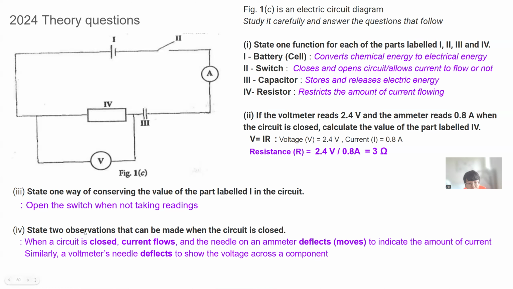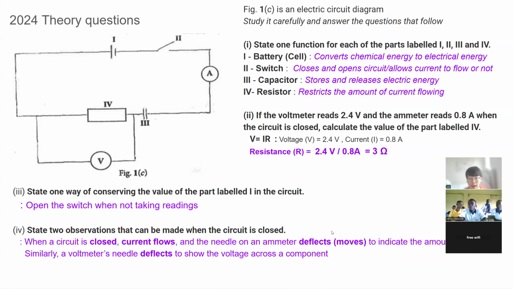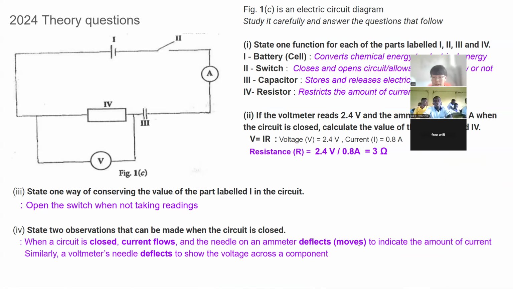Number 4, state 2 observations that can be made when the circuit is closed. You can say that when a circuit is closed, current flows and the needle on the ammeter moves to indicate the value of current. And the voltmeter also moves to show the voltage across the component. So two observations are that the ammeter changes and the voltmeter changes when the circuit is closed.